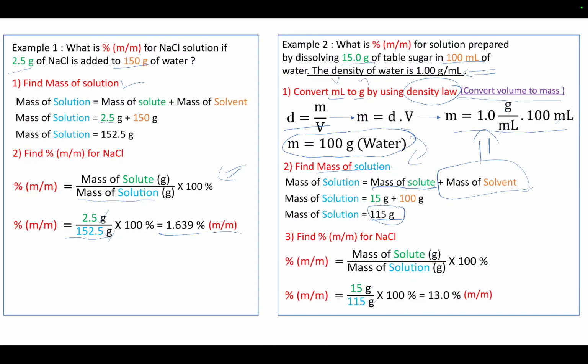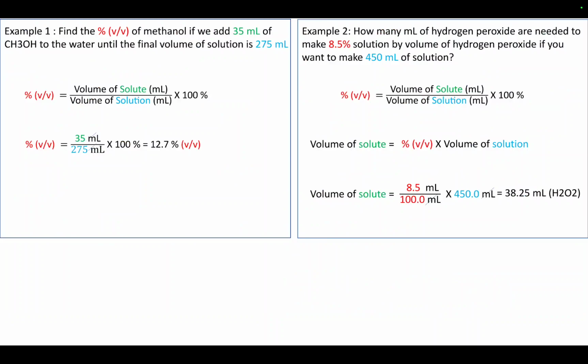So we can find the mass over mass percent. We just substitute and we find 13% for example number 2.